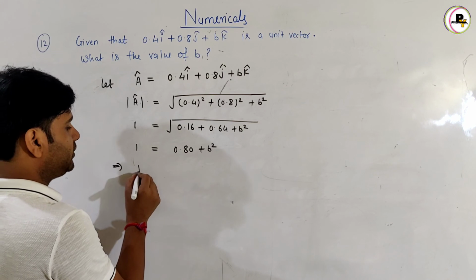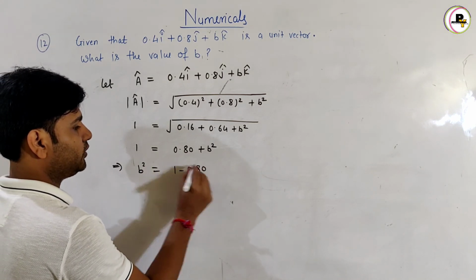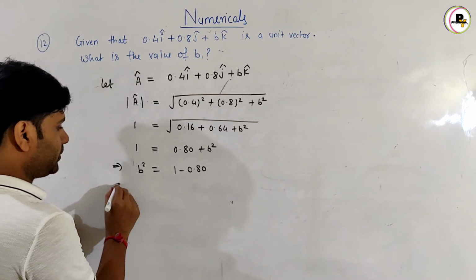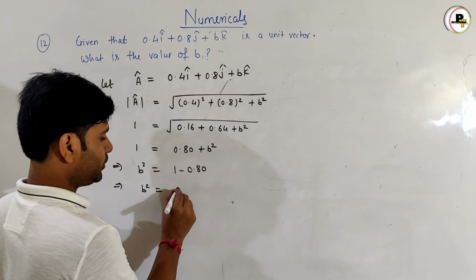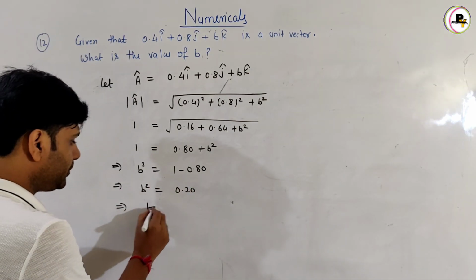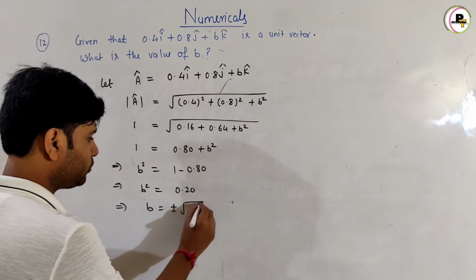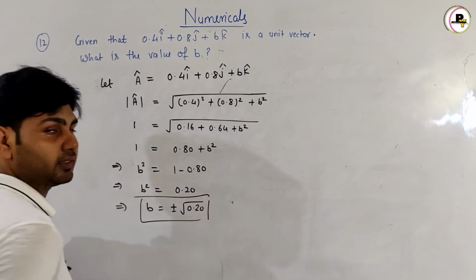So b square is equal to what? It is 1 minus 0.80. Therefore b square equals 0.20. Therefore b equals plus or minus square root of 0.20. This is the value of b.